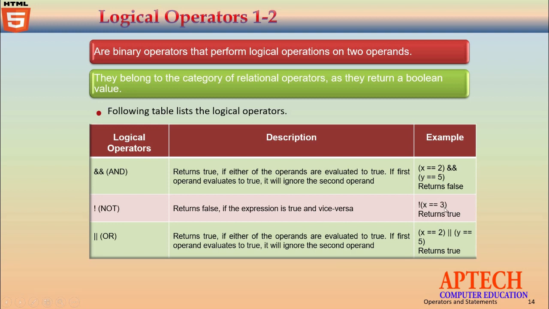Not x is equal to 3. So x should be not equal to 3. X can be anything except 3. Or returns true if either of the conditions is true, whether x is equal to 2 or y is equal to 5. In case any one is true, it is true.